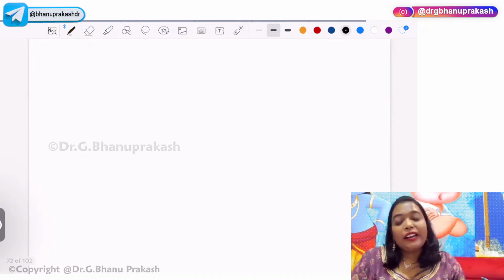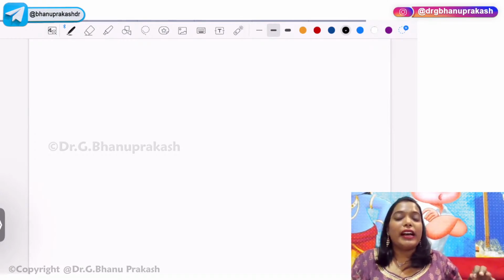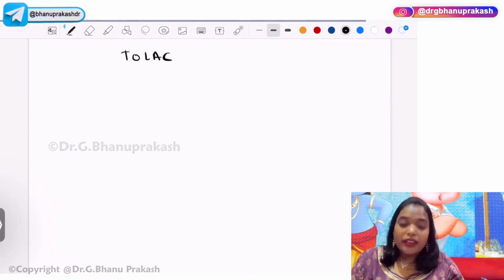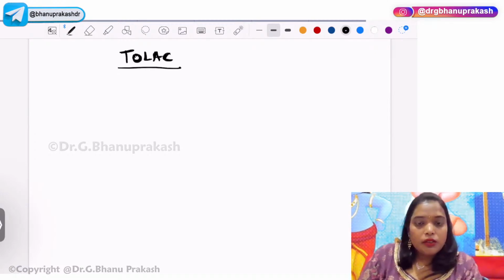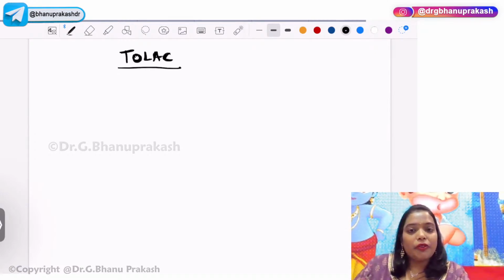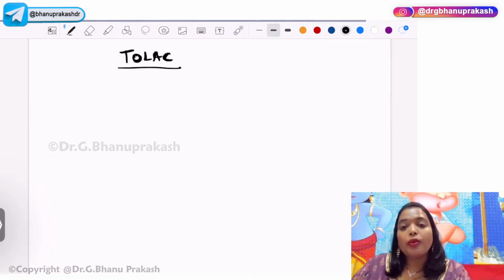So when you have a previous cesarean section and you are trying for a vaginal delivery now, that is called TOLAC, trial of labor after cesarean section. So when you have a previous cesarean section, and now you are conducting a vaginal delivery, we call it TOLAC, trial of labor after cesarean section.